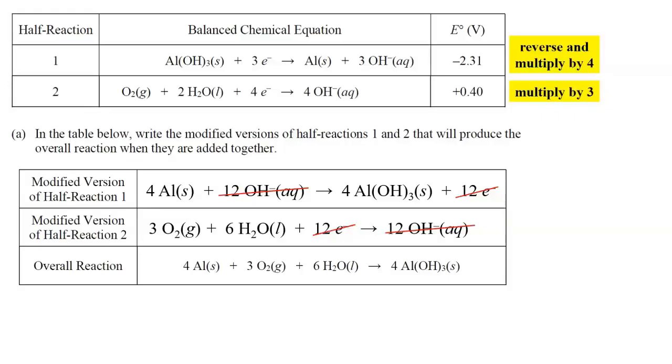Now, in addition to the balanced chemical equation for each of these half reactions, we were also given in the table the value for the standard cell potential for each of these half reactions.